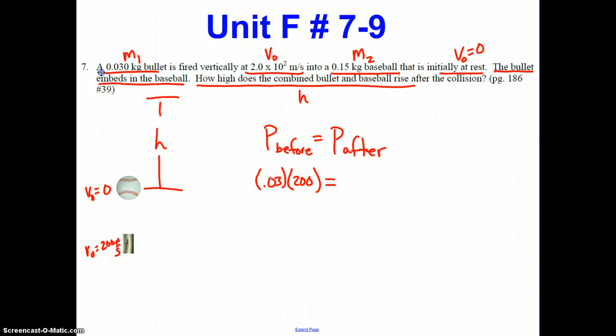After collision, the bullet sticks inside the baseball. It embeds inside it, so we have to combine the mass of our bullet plus our baseball. And we're looking for the velocity that this combination leaves at after collision. We go ahead and do the algebra. Pause if you need a moment to do that. And you should get an answer that's 33.3 meters per second repeating.